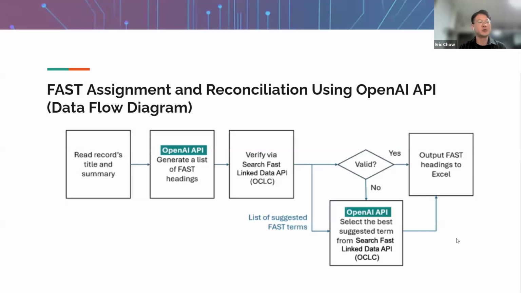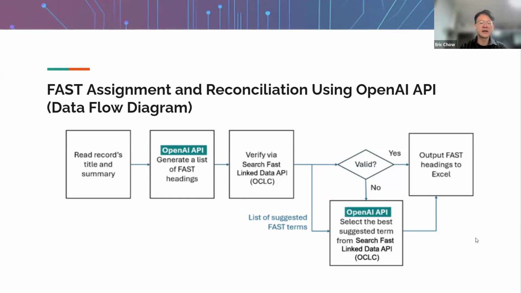So rather than just using a simple chatbot that we know will sometimes hallucinate, I developed a programming logic to make sure that when it does hallucinate a FAST heading, we will perform reconciliation on that term. Fortunately, OCLC already has an API for looking up the FAST dictionary, which I can make use of in my programming logic. So here's the overall flowchart.